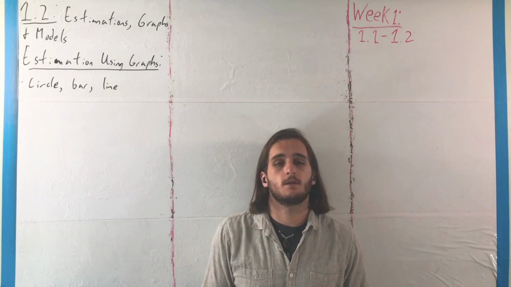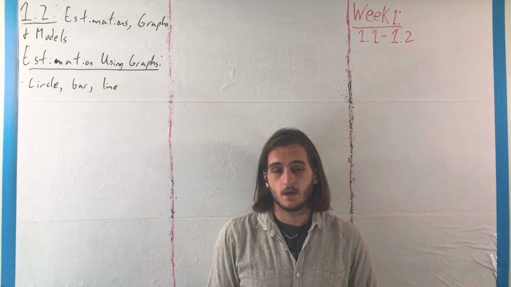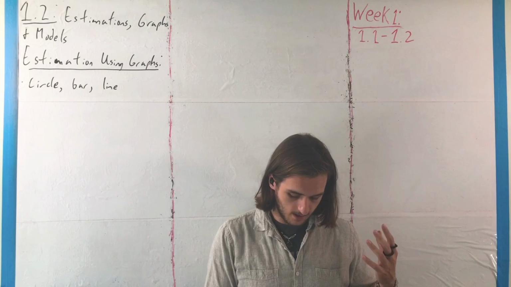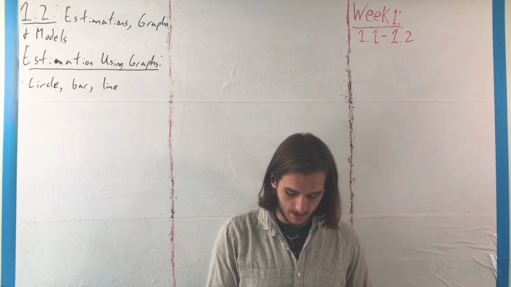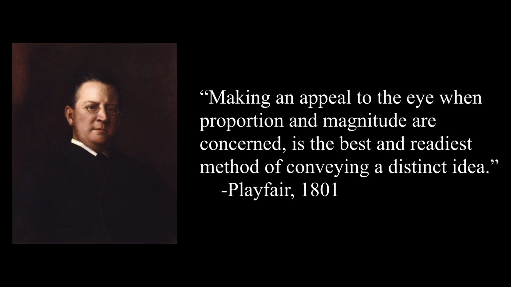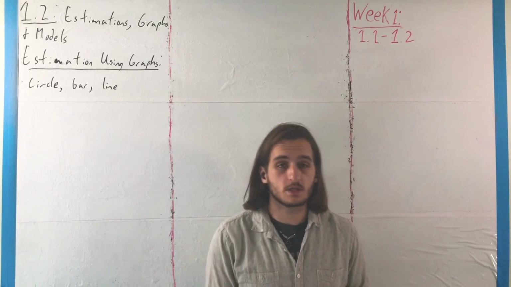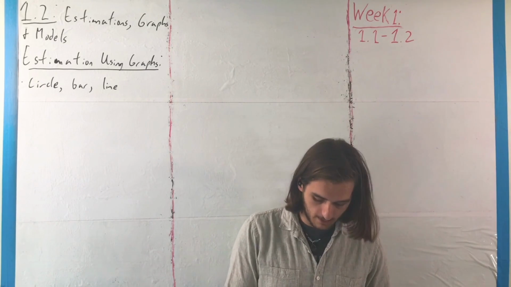Not to say you can't deal with numbers, but just that it's probably not something you've had a whole lot of success with. To put it in the words of Scottish engineer and political economist William Playfair, making an appeal to the eye when proportion and magnitude are concerned is the best and readiest method of conveying a distinct idea. And to that end, we use some of the things that he and others came up with.